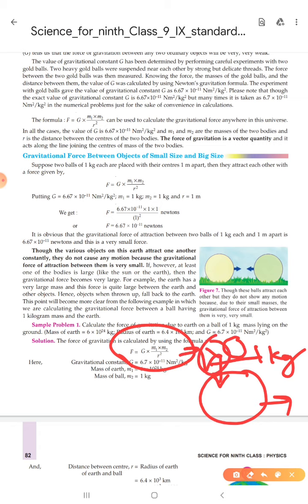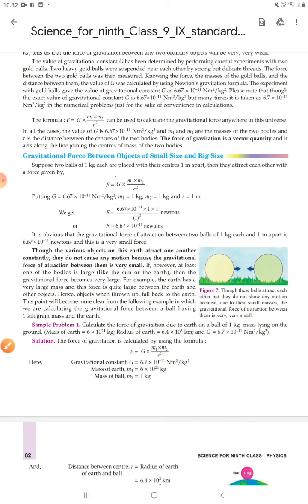Now we know the value of capital G, which is 6.67 into 10 to the power minus 11 Newton meter square per kg square. That is given in this question also. If it is not given in a question, then we should remember this value. So we can put this value here. M1 is the mass of earth, 6 into 10 to the power 24 kg, no problem in that. Now M2, we have a ball, another body whose mass is 1 kilogram. So we can put the values of M1 and M2.